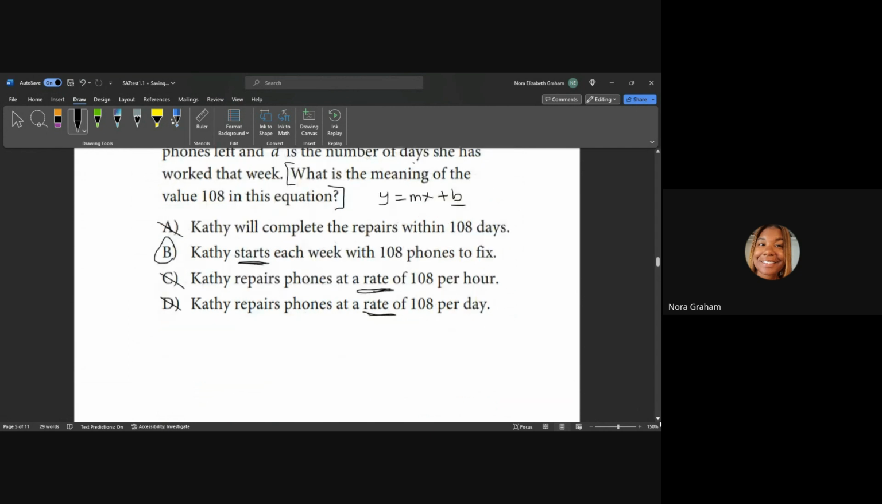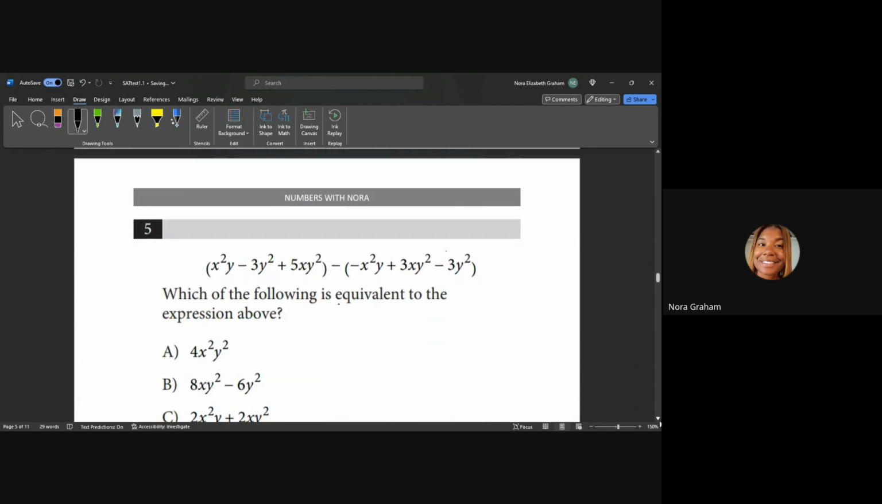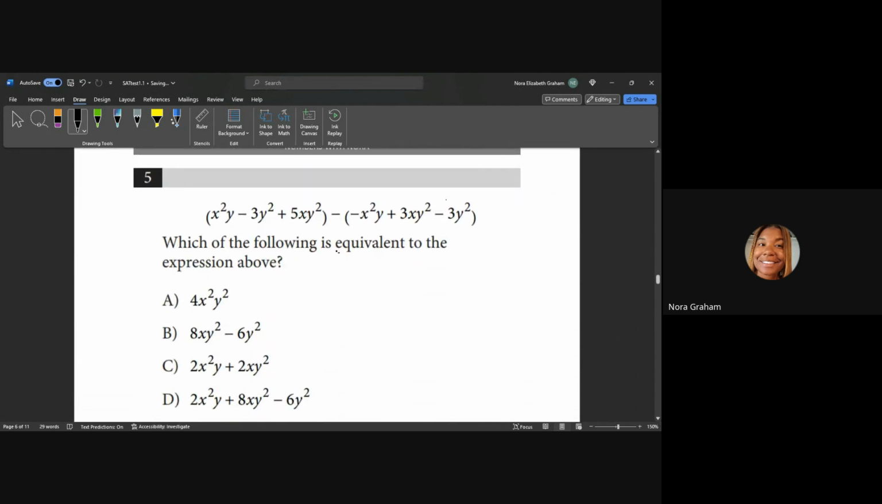All right. So let's go on to the next one, number 5. Which of the following is equivalent? Remember, equivalent in math means the same as the expression above. So right here, we're just using algebra to simplify. First thing, notice that we have a negative outside of our parentheses. So we want to distribute that negative to each and every term in our second term right there.